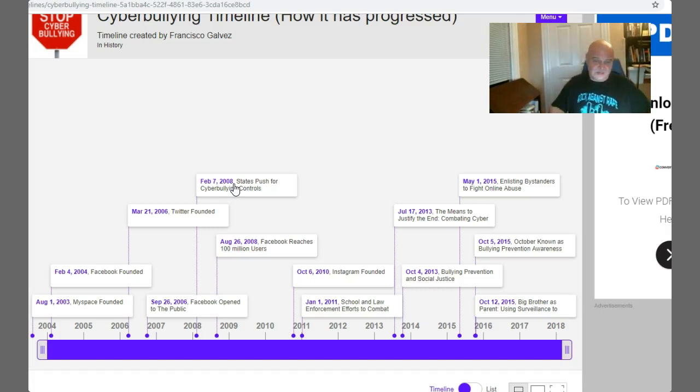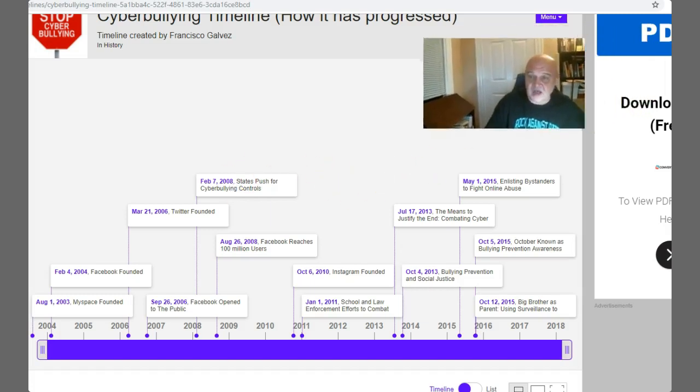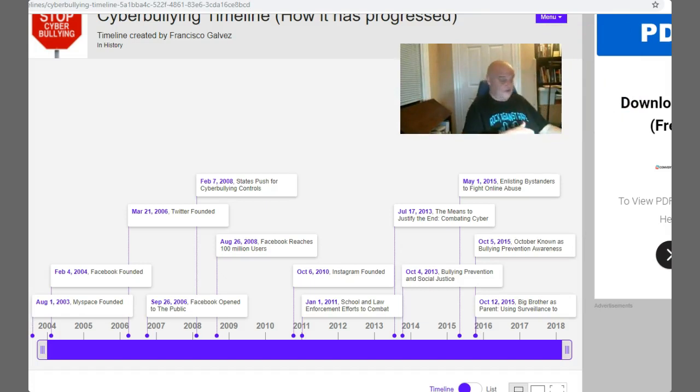Okay. And we're talking, I think I had a MySpace account, and then I had a Facebook account. I was an early adopter in 2006. I've had my Facebook for 12 years. With this, we see the potential for cyberbullying, and it begins.